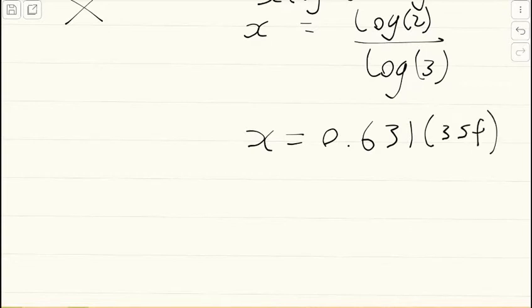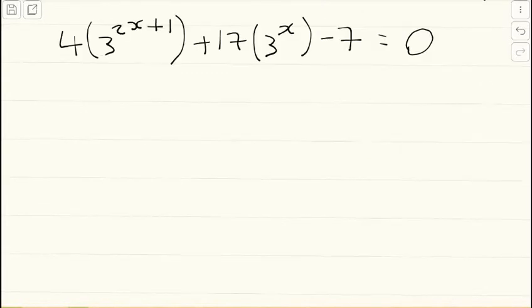Okay, let's look at one last example that's a little bit trickier, and we will end it there. This one looks a little bit more complex and might require a few more fiddly bits to do, but it's essentially the same thing. So again, we want to establish everything in terms of 3 to the power of x first.